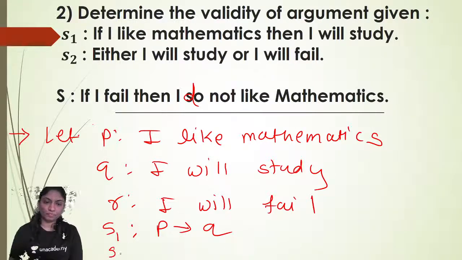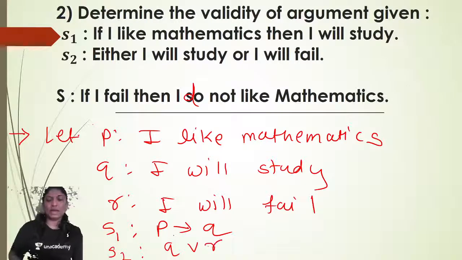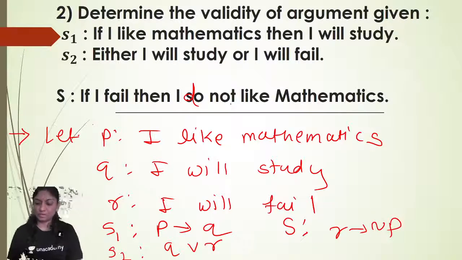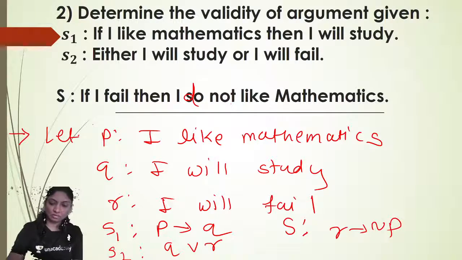S2: I will study or I will fail, so Q or R. And what is your conclusion? S3: R implies negation of P. If I fail, then I do not like mathematics. This is your conclusion. We'll see the validity of this statement.